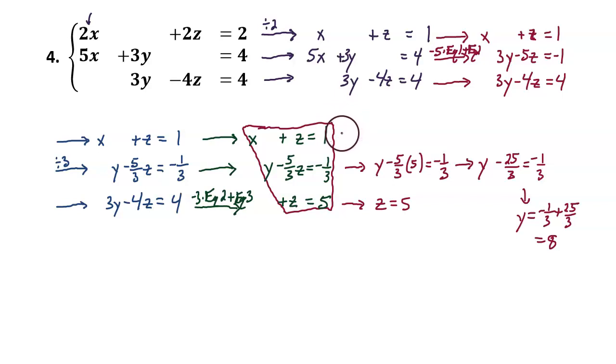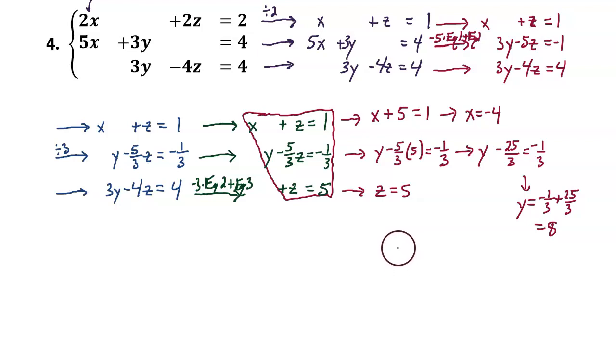To get x, let's go up into the first equation. X plus the value of z, that was 5, is equal to 1. Therefore, x is equal to negative 4. To finish this off, let's just write our answer as an ordered triple. The answer for x first, then our answer for y, then our answer for z.